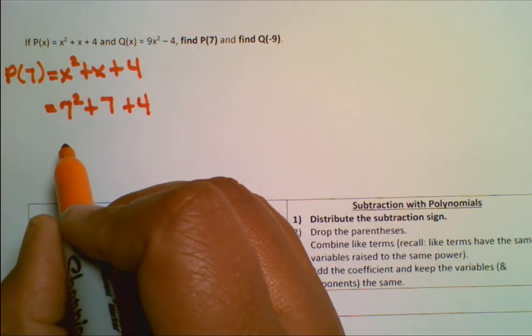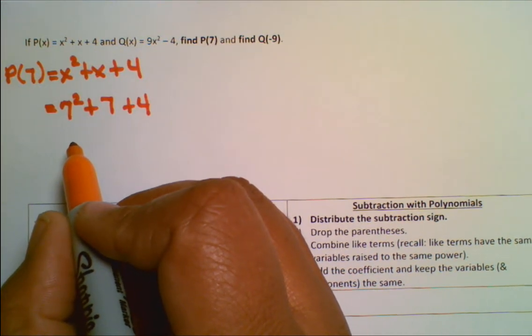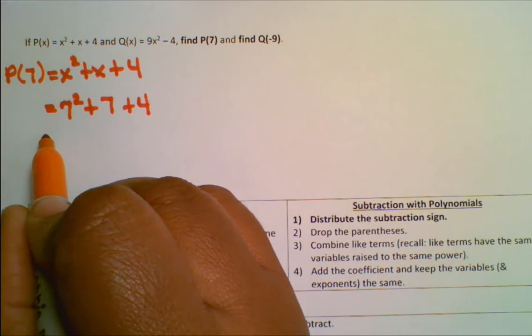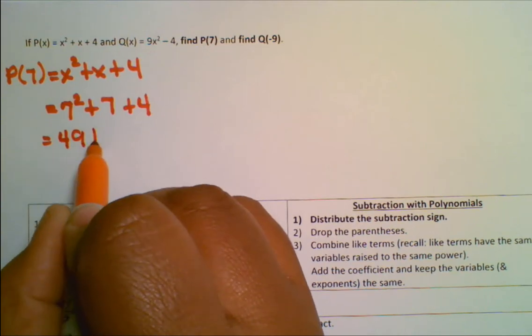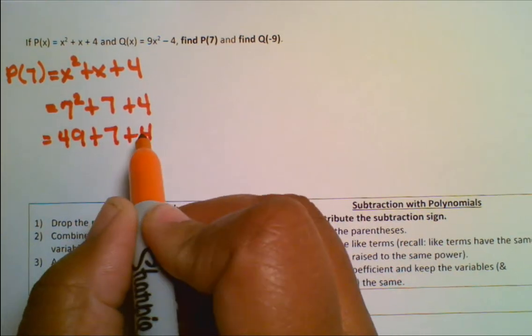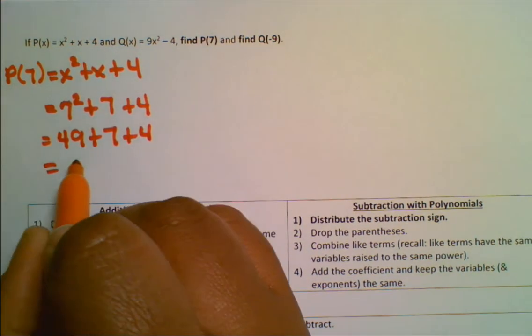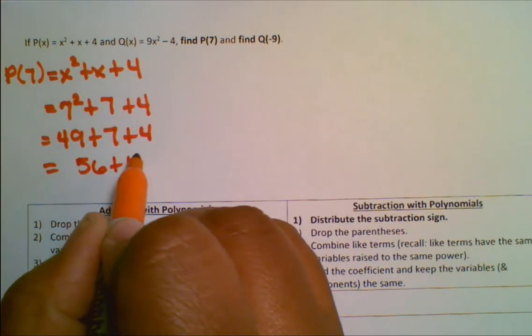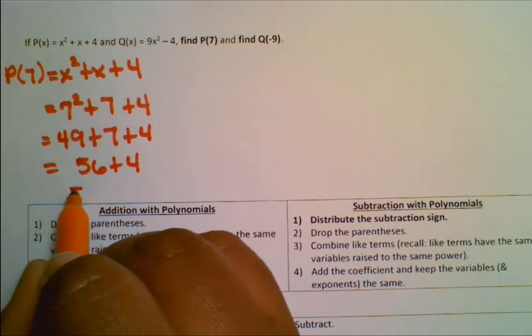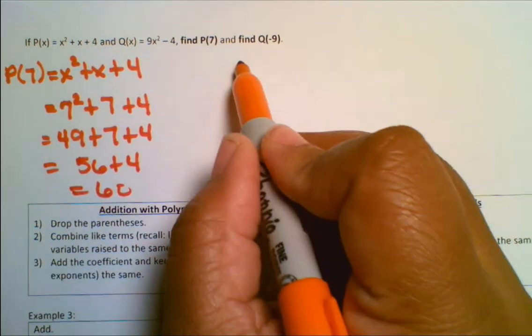And let's square 7. We have 7 times 7, which is 49, plus 7 plus 4. And 49 plus 7 gives us 56. And 56 plus 4, we have 60.